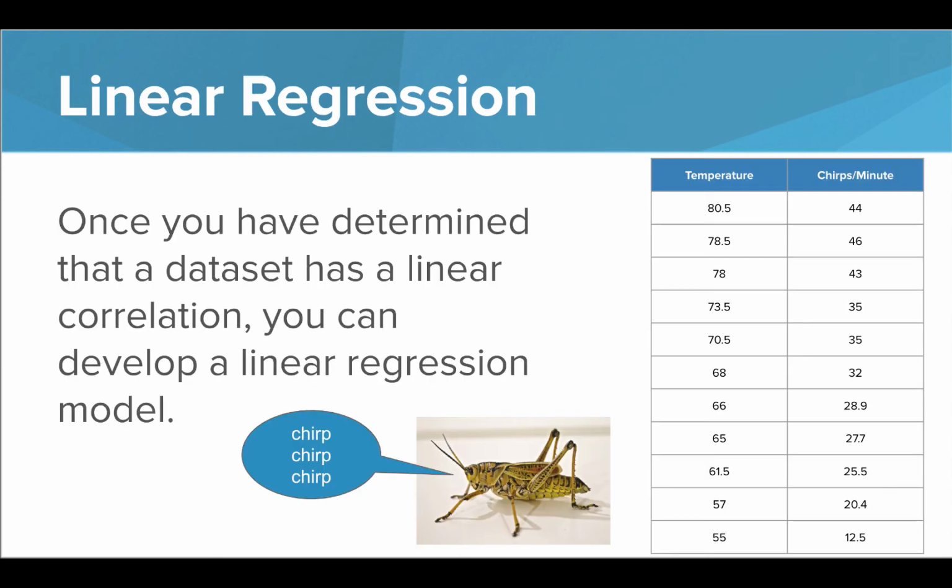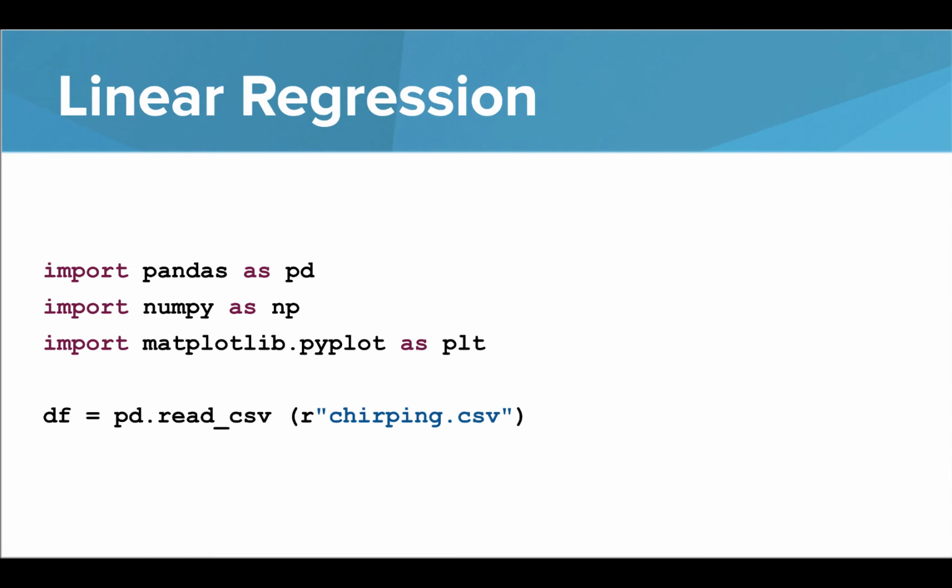Let's see what this looks like in our code editor. Now, once you have determined that a dataset has a linear correlation, you can develop a linear regression model. In this video, we'll be working with a dataset that relates the temperature to the number of cricket chirps per minute. We'll need to use a few Python libraries to plot the line of best fit. We'll use pandas and matplotlib, of course. But we've got a new one called NumPy. NumPy will be the one that actually helps us determine the linear regression.